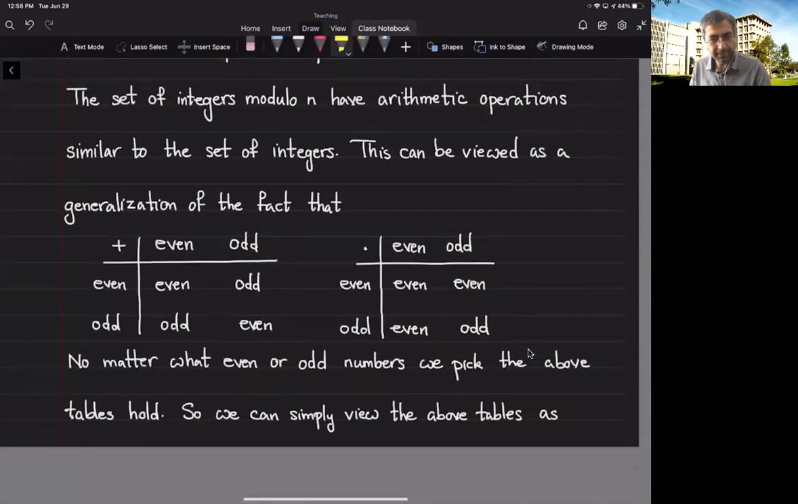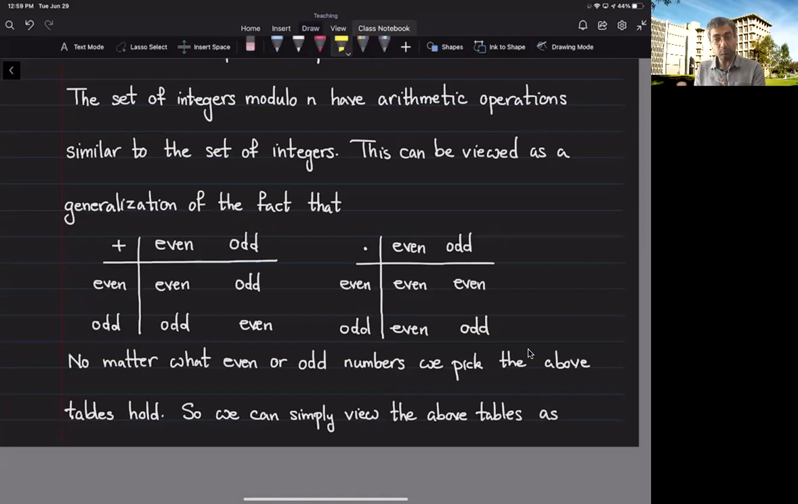Next, I want to define binary operations on the set of integers modulo n. So given two residue classes, I want to add them or I want to multiply them. Let's start with the intuition from odd and even numbers. We know that if I add two even numbers, I end up getting an even number. When I add an even to an odd number, I end up getting an odd number. When I add two odd numbers, I get an even number.